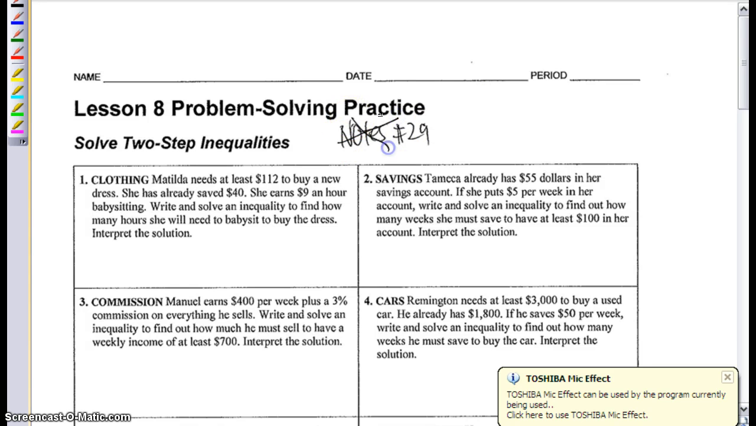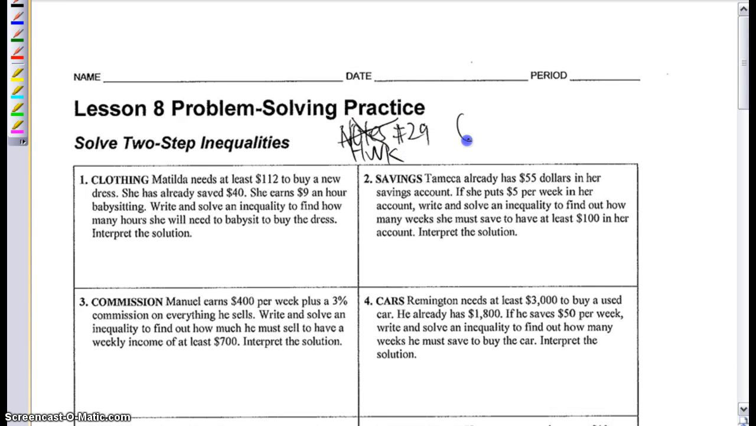So this actually changed to homework number 29, and it's going to be on page 98 of your notebook, the last page of your notebook for a notebook check, which is on Thursday. So watch out for that coming up. We did number 1 in class today, so let's go ahead and skip down to number 3.